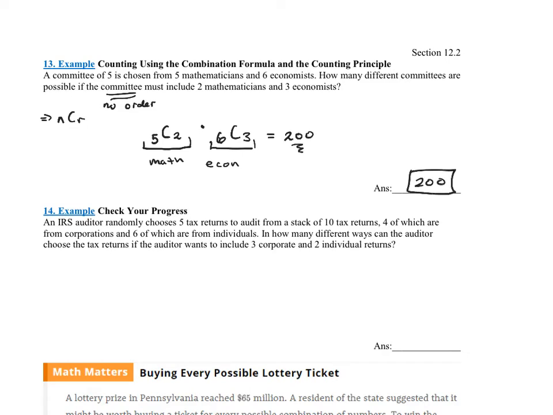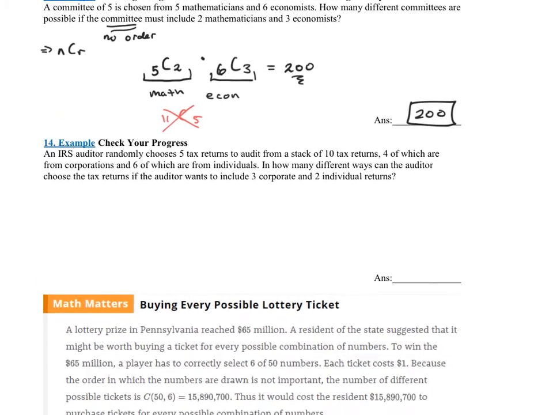choices. So common errors with this problem is a lot of people would have done 11 choose 5. Make sure you don't do 11 choose 5. I know that there are 11 total, and you do want 5 total, but that would be if it didn't matter how many math and how many econs were there. If they just said they needed a 5-person committee, it would have been 11 choose 5. This one, we do need specifically 2 math and 3 econs, so we had to separate it out. Let's look at the next problem and see how that works.